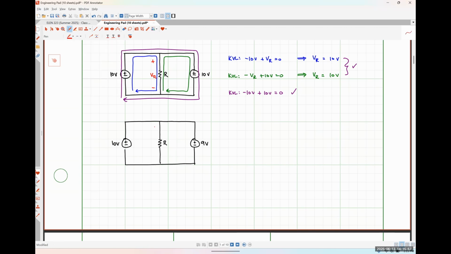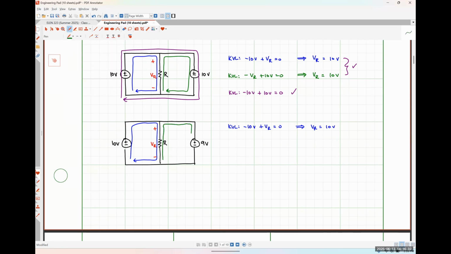Defining my resistor voltage as VR with positive polarity on top, I'm just going to write the exact same KVL equations that I did a moment ago, or at least I'm going to use the same paths. So with my blue path around here, once again, I have negative 10 volts plus VR is equal to 0, which means that VR is equal to 10 volts.